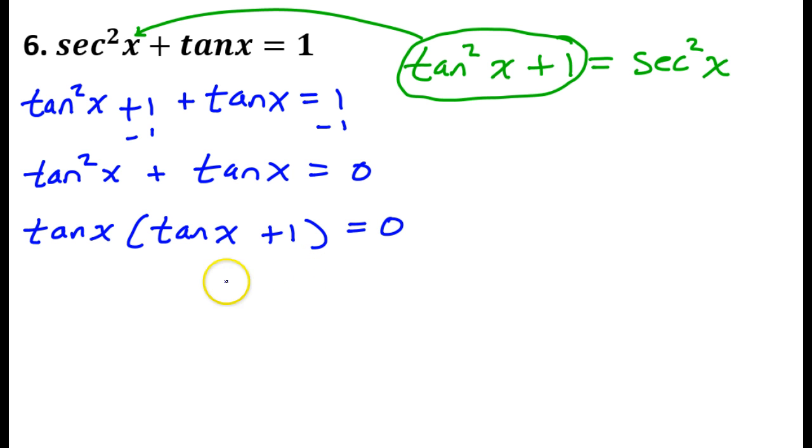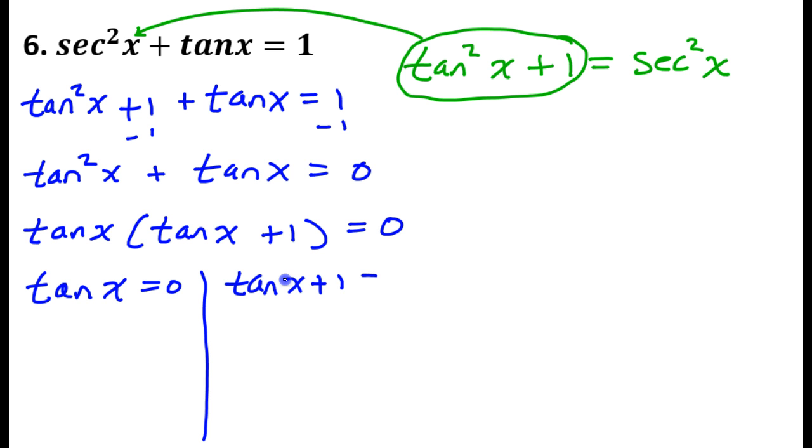Alright, so I've got this. Now I can set each of these equal to 0 and solve to find my solution. So I can set tangent x equal to 0, and I can set tangent x plus 1 equal to 0. So I could solve these, see what I get. Where is tangent equal to 0? I feel like I need to do some thinking off to the side.